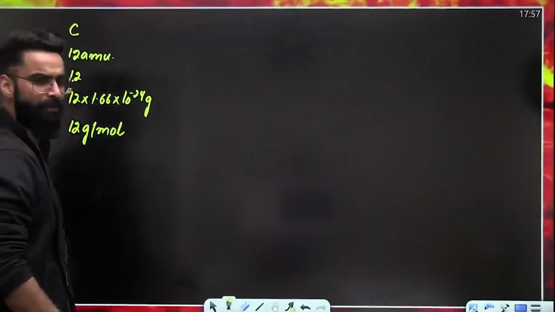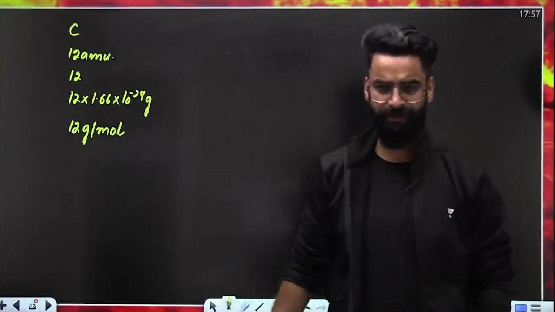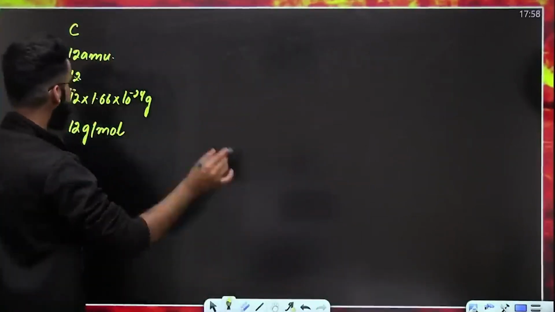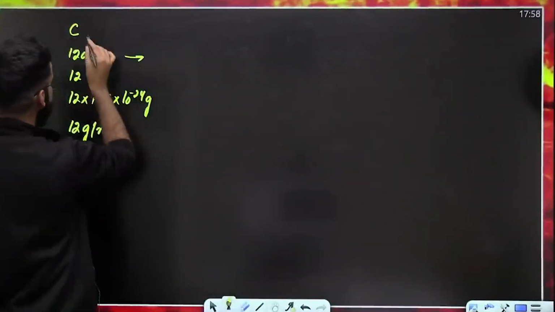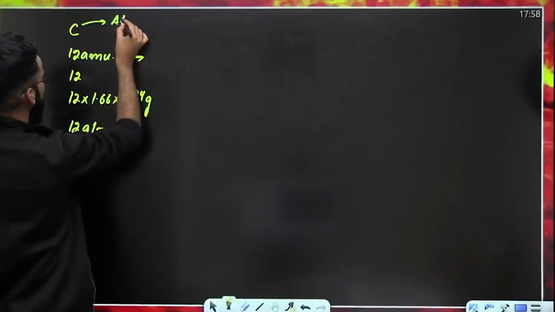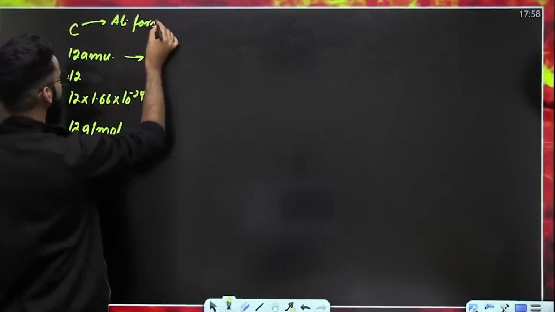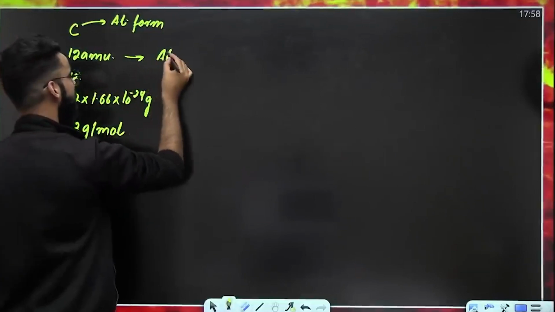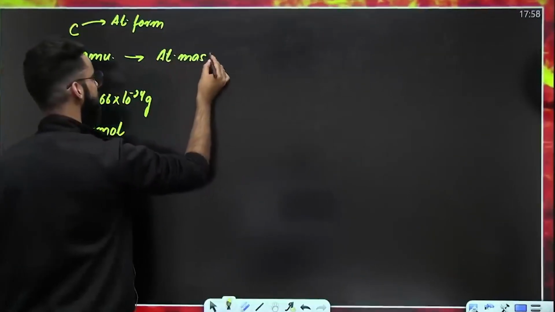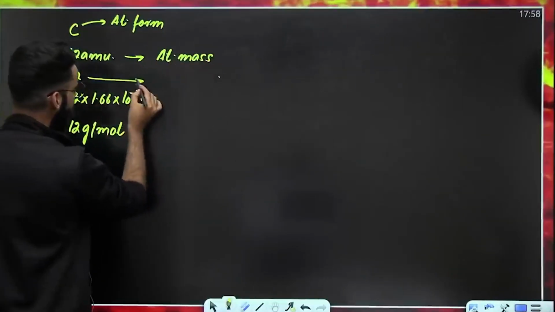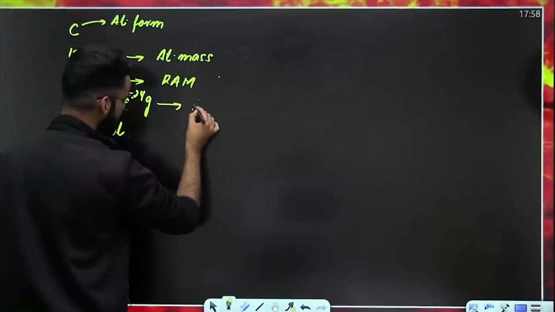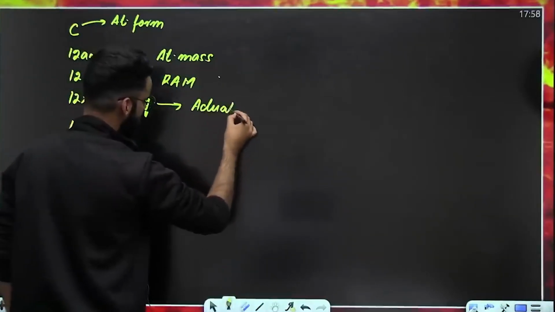Now, if I ask you whether all these terminologies are same or different, these are different. What is the meaning of all these terminologies? This 12 AMU is something, since carbon here is in atomic form, right? It's in atomic form. So this 12 AMU, it is the mass of one atom of carbon, and you call that as the atomic mass. This is the atomic mass of this 12 here. This is called as the relative atomic mass of carbon. This particular term, you call this as the actual mass of carbon.